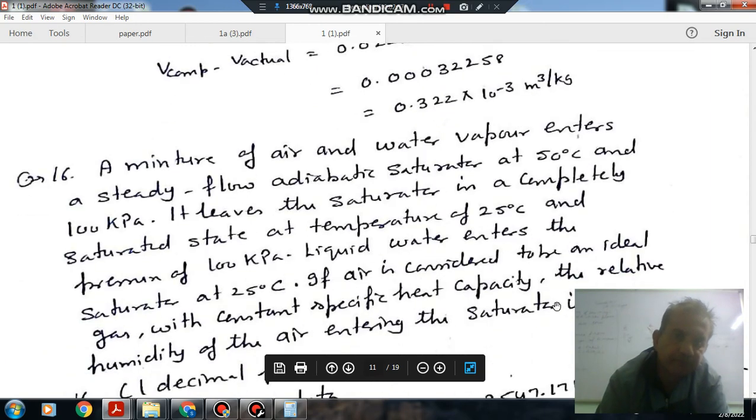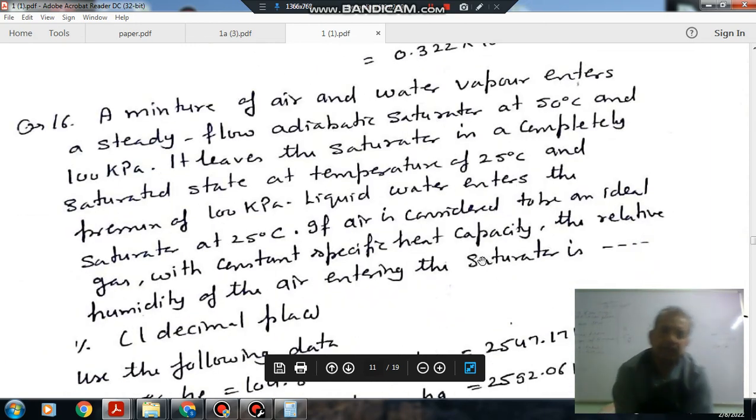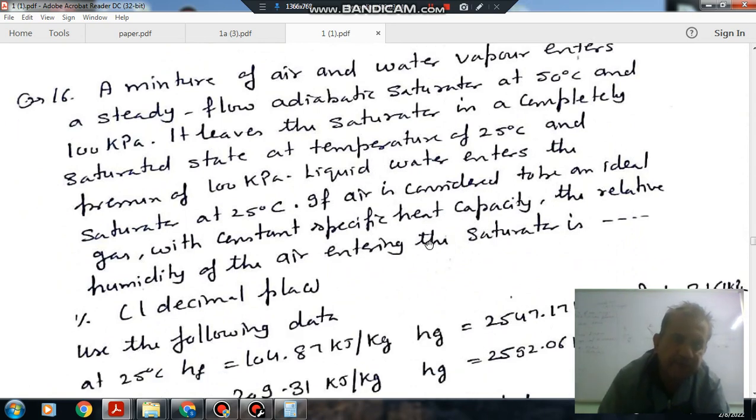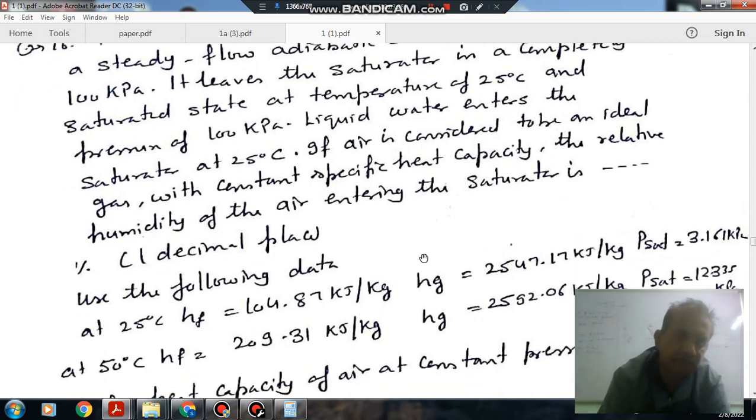Okay, next. A mixture of air and water vapor enters a steady flow adiabatic saturator at 50 degrees Celsius and 100 kPa. It leaves the saturator in a completely saturated state at temperature of 25 degrees Celsius and pressure of 100 kPa. The liquid water enters the saturator at 25 degrees Celsius. If the air is considered to be an ideal gas with constant specific heat capacity, the relative humidity of the air entering the saturator is dash percentage, to 1 decimal place.